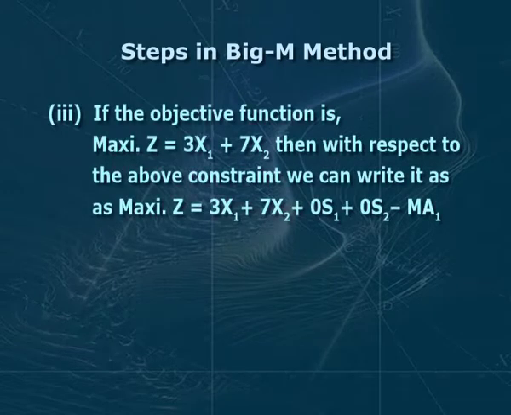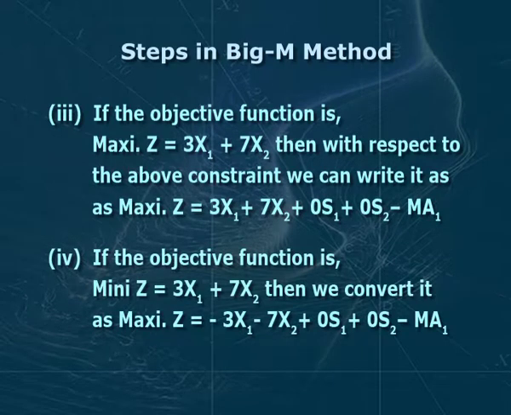Number 3. If the objective function is maximize z equals 3x1 plus 7x2, then with respect to the above constraints, we can write it as maximum z equals 3x1 plus 7x2 plus 0s1 plus 0s2 minus M into a1. 4. If the objective function is minimize z equals 3x1 plus 7x2, then we convert it as maximum z equals minus 3x1 minus 7x2 plus 0s1 plus 0s2 minus M into a1.